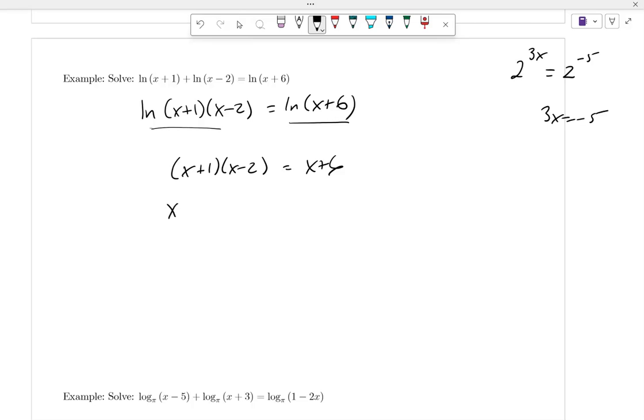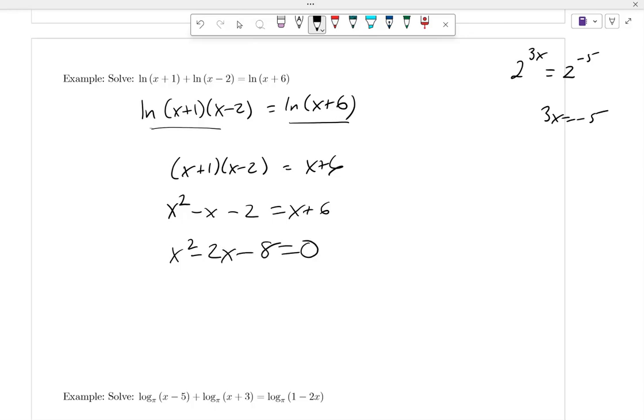Distribute. We'll get x squared minus 2x plus 1x gives us a minus x and then a minus 2. And then I have equals x plus 6. What's the next step? I'll have an x on both sides, so I probably need to do something different, right? Because I'm going to have mismatched x's on both sides there. I should probably move everything to one side and try to refactor again, right? So subtract the x and subtract the 6.